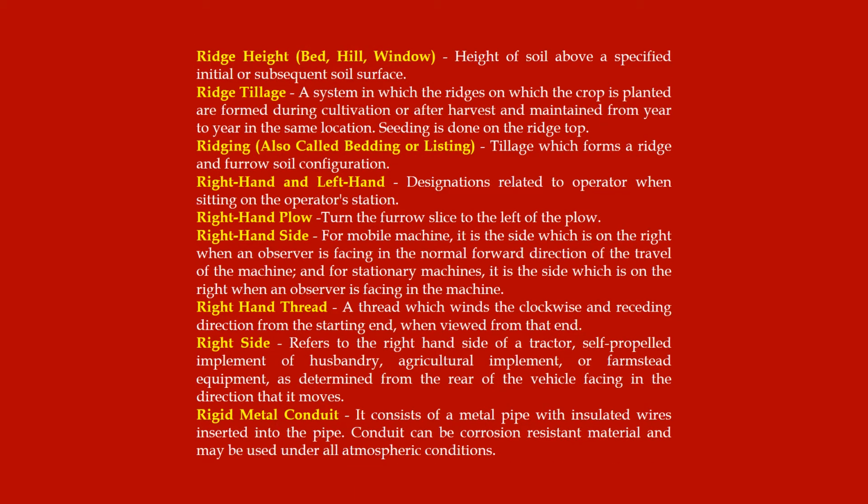Ridge height in bed, hill, window: height of soil above a specified initial or subsequent soil surface. Ridge tillage: a system in which the ridges on which the crop is planted are formed during cultivation or after harvest and maintained from year to year in the same location. Seeding is done on the ridge top. Ridging, also called bedding or listing: tillage which forms a ridge and furrow soil configuration.